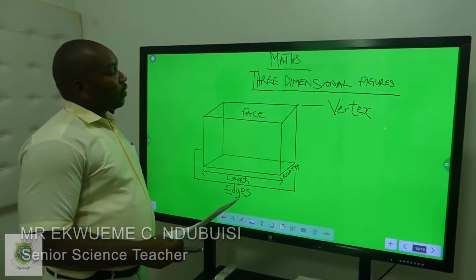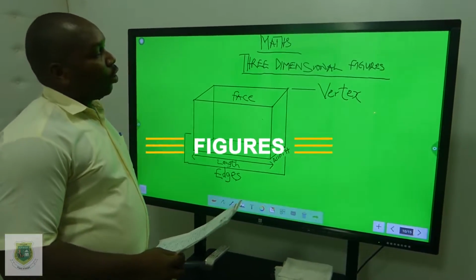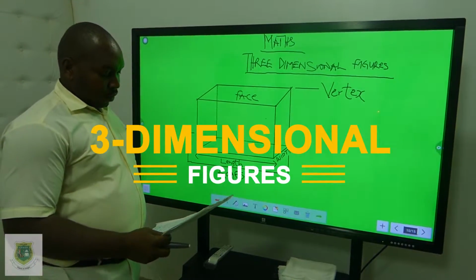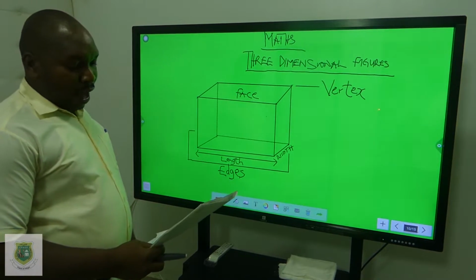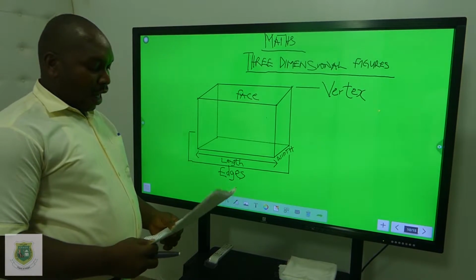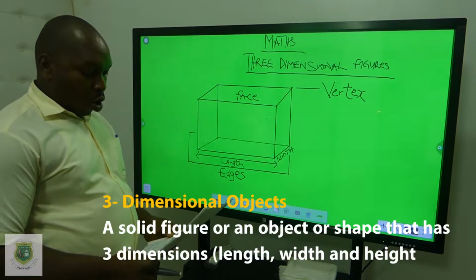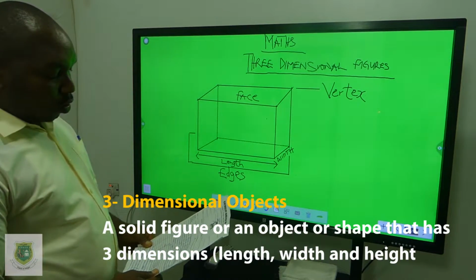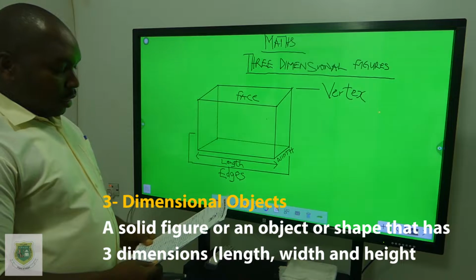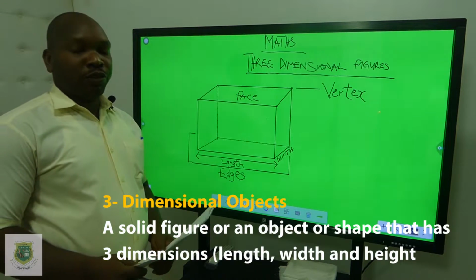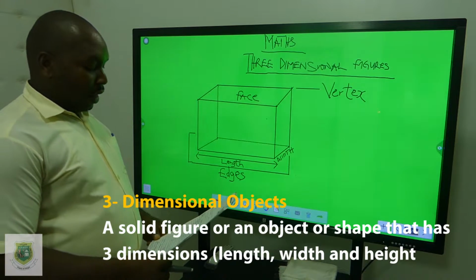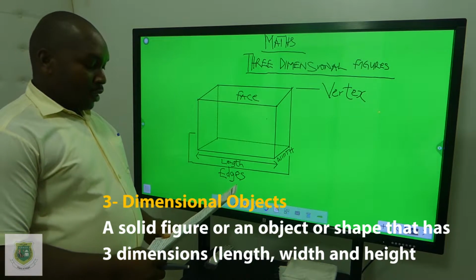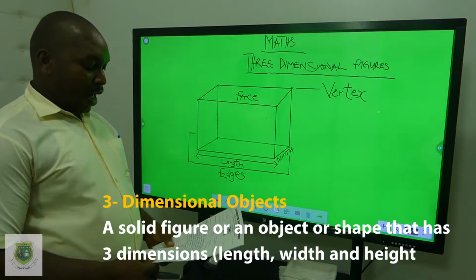We are going to look at three-dimensional figures or shapes. In geometry, a three-dimensional shape can be defined as a solid figure or an object or shape that has three dimensions. These dimensions are the length, the width, and the height.